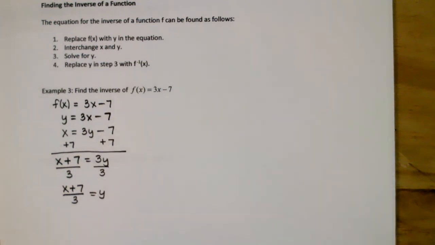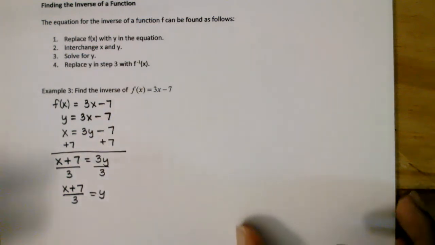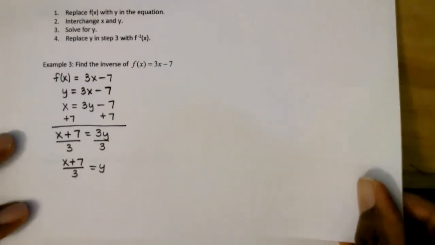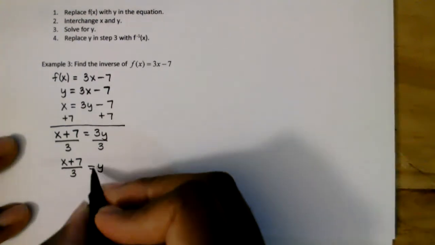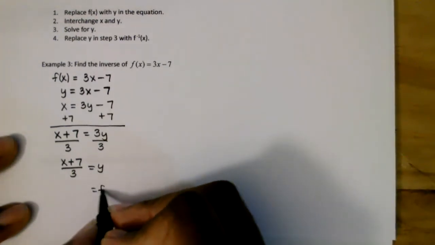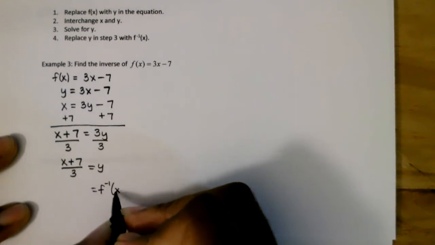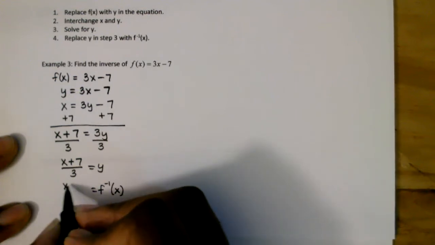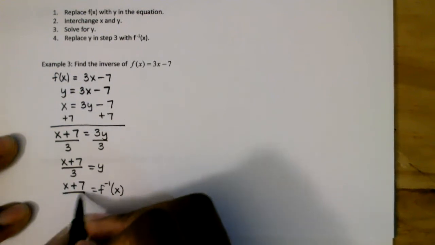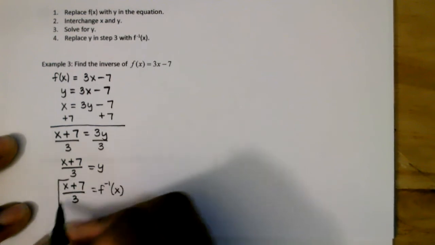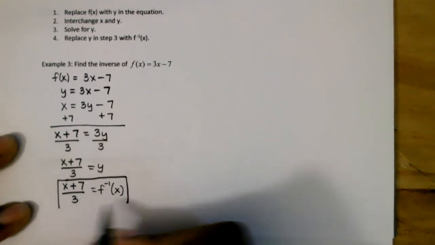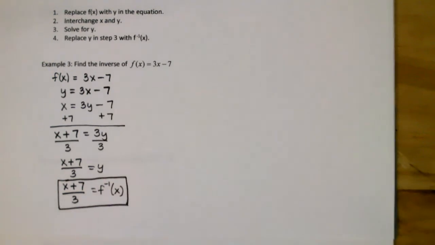So now the fourth and final step would be to replace the y with the notation of f inverse. So this y is going to be substituted with f inverse of x. That's what x plus 7 over 3 will be equal to. So this represents f inverse of x.